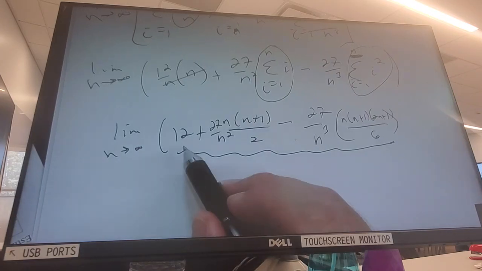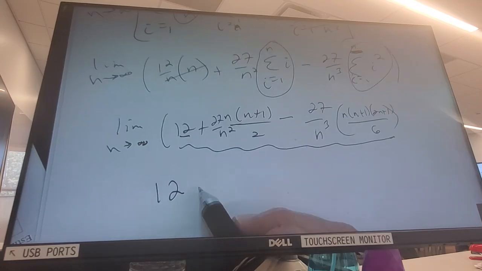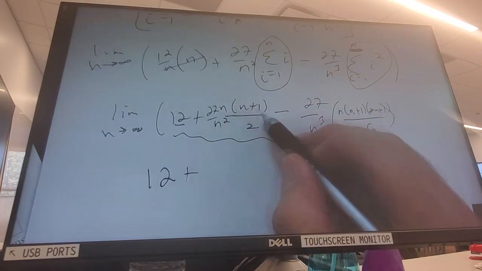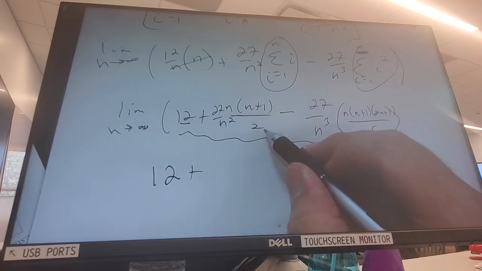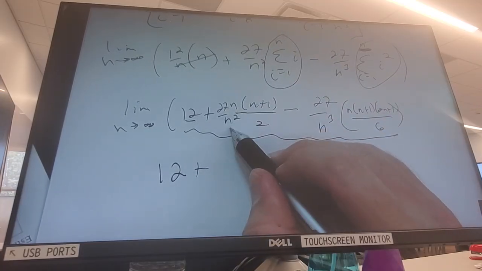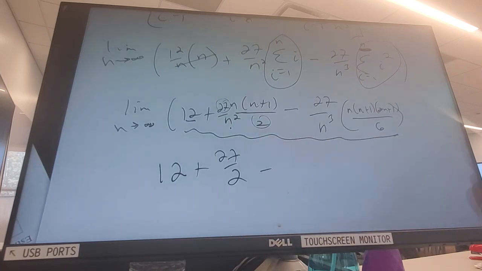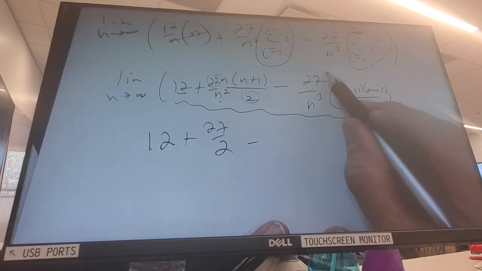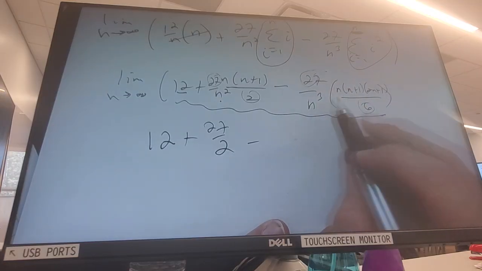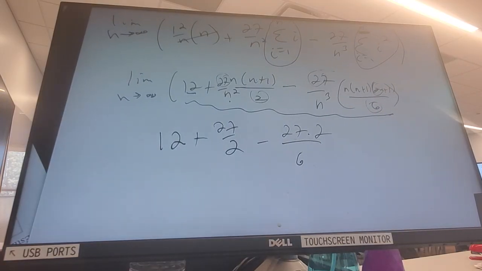So let me do this. I'll do part of it. The limit as n goes to infinity of 12 is 12. Good job, Jeff. Now somebody else do this part. Yes, the degrees are squared and squared. Coefficient of the top, coefficient of the bottom. So 27 over 2. And then this one, don't forget, don't look at 27 over 6. That's not it. What else is there? There's a 2 on the top. Yes, that would be the coefficient of the highest degree term, so 2 times 27 divided by 6.